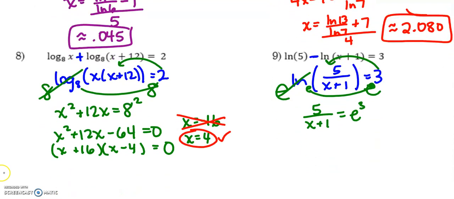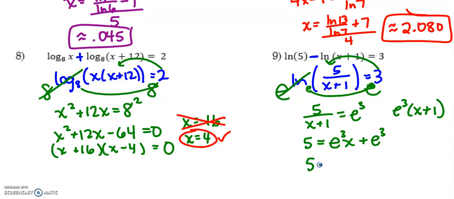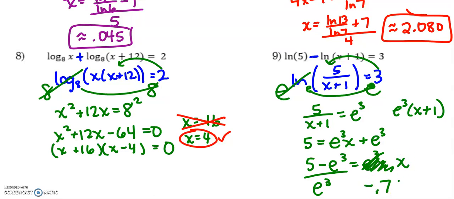And then I'm going to choose to multiply both sides here by x plus 1. So 5 equals e to the third times x plus e to the third, okay, because that's e to the third times x plus 1. So I'm going to subtract my e to the third. 5 minus e to the third equals e to the third x. And then I'm ultimately going to divide by this e to the third. Oop, that x should still be there. So when you do that in your calculator, you will get negative 0.751 if you want a decimal answer.